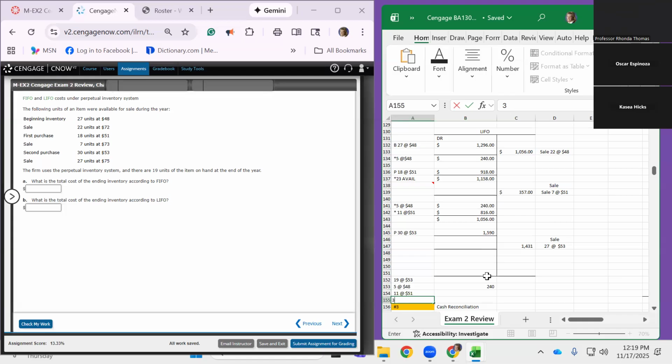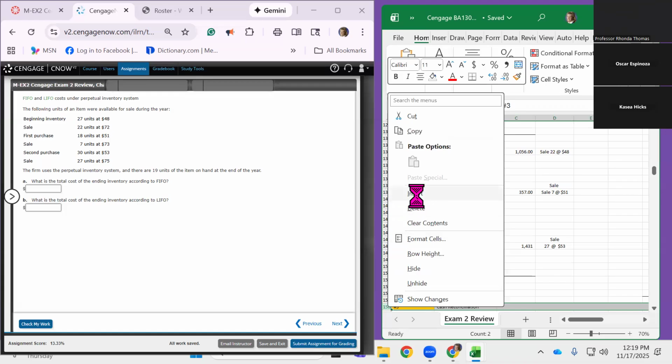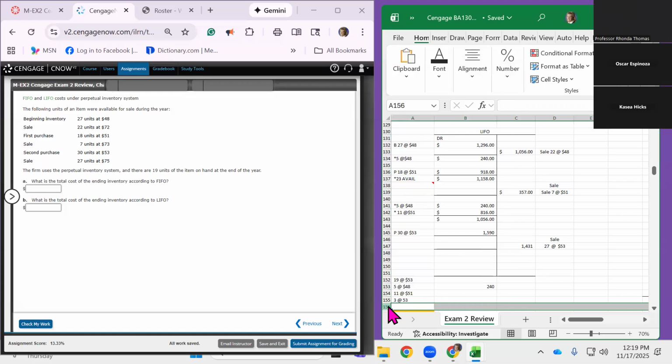5 plus 11 plus 3. Yep, that's 19. Okay, so there are 3 left at 53. Okay, so we're going to need all 3 of those, and then we can add those up. Now, you can't do this. You got to kind of see what's going to happen.